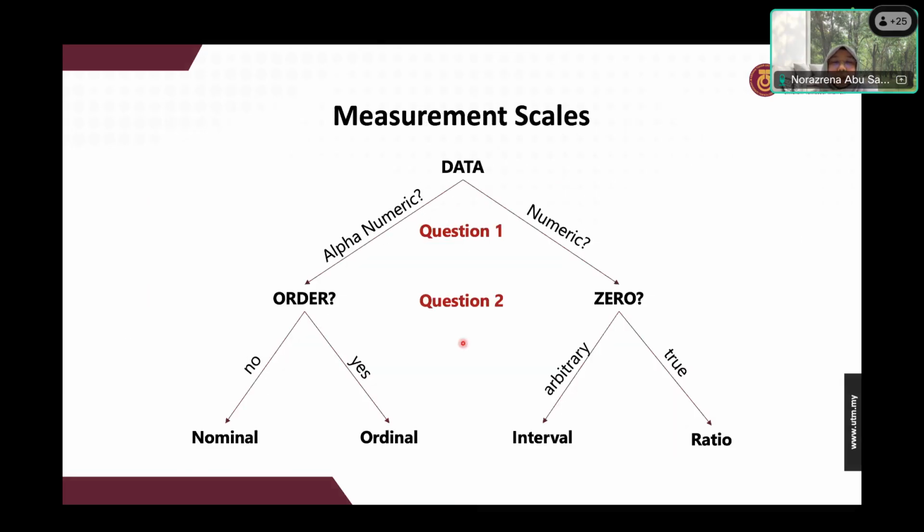Okay, so this is the summary. If it is alphanumeric, this is discrete data. The left side is discrete data. If it is ordered, it is ordinal. If it is not ordered, it is nominal. About the numeric, of course, it is continuous. Continuous data must be numeric, because there are decimal points. Look at the 0. If it has a true 0, it is ratio. If it is arbitrary or has meaning, it is interval.